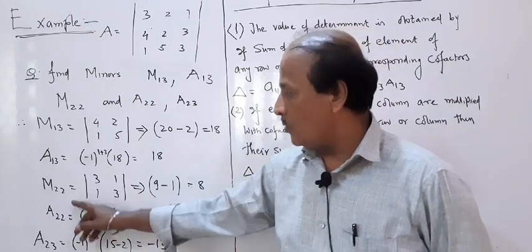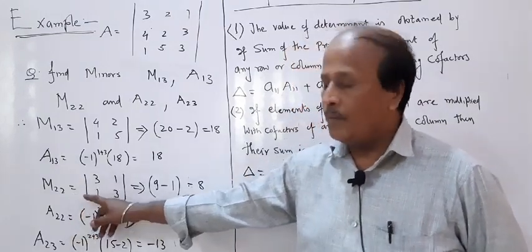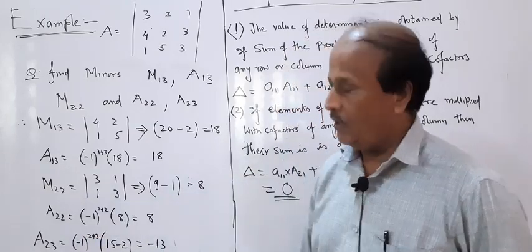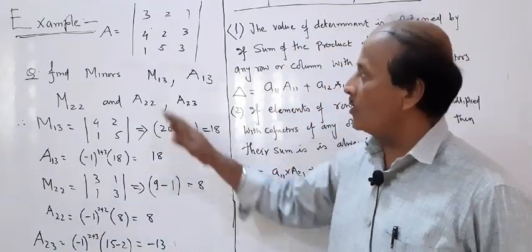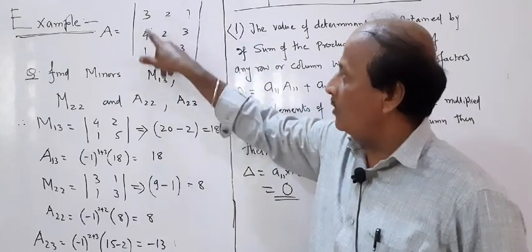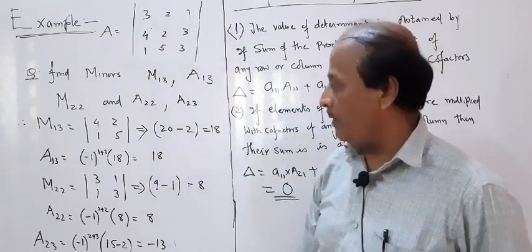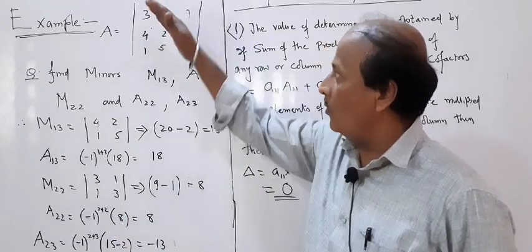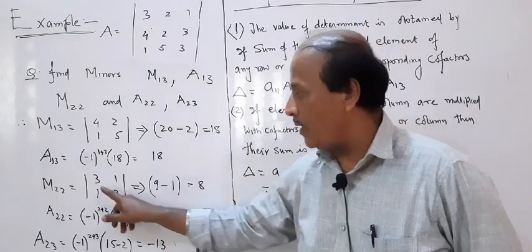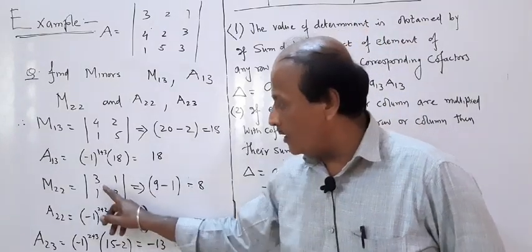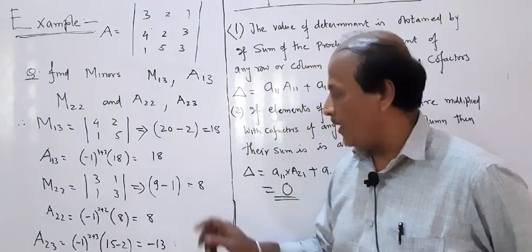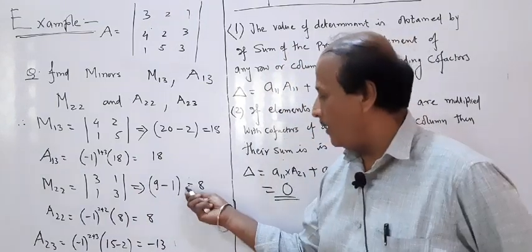Now let me choose one more example. If they are asking you to find minor M22, the minor of second row, second column, delete the second row and second column. So 3, 1, 1, 3 will be left. You expand it: 3 threes are 9, minus 1, so you will be left with 8. This is our 8.